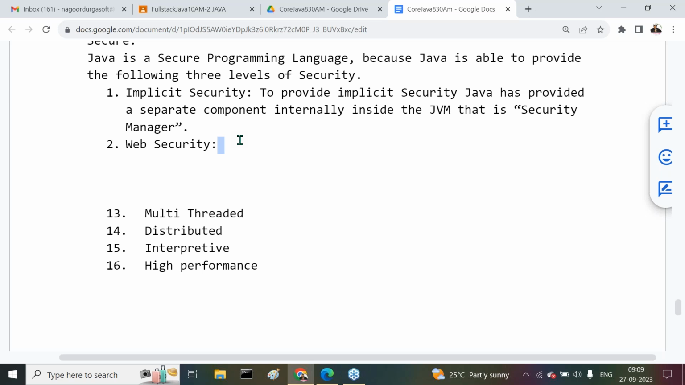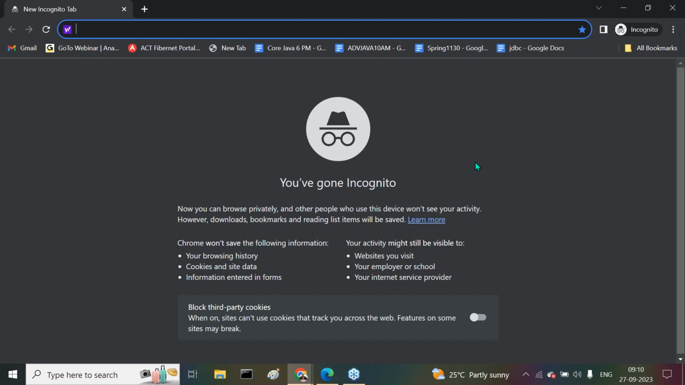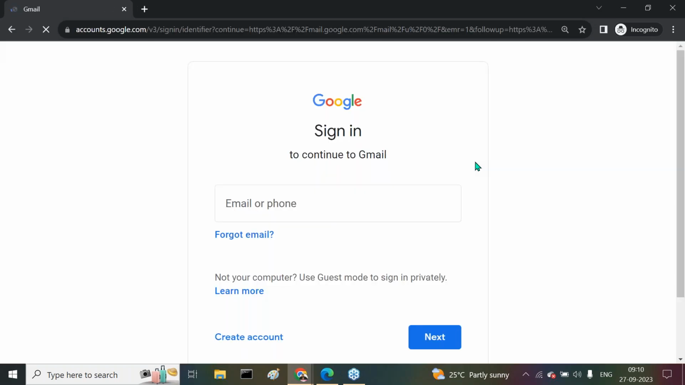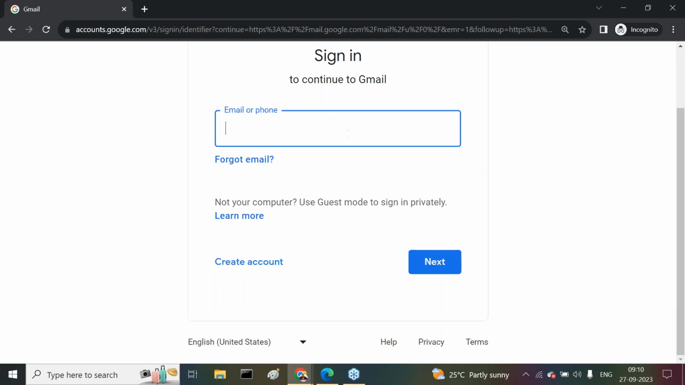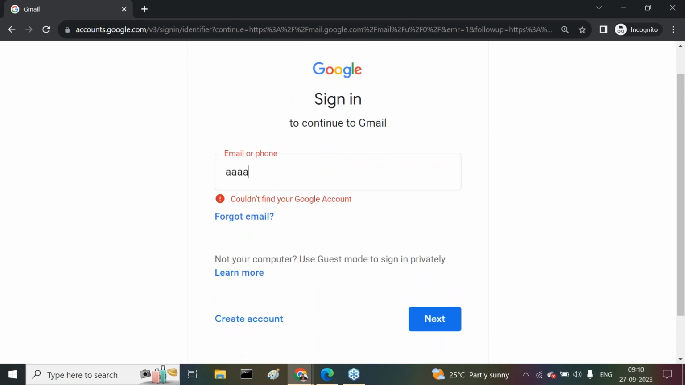For example, I want to open my Gmail account, guys. Then what do I have to do? First, we have to open the browser. There we have to enter www.gmail.com in the address bar. If I provide this gmail.com, then it is asking for an email. I provided something, and I click on the next button.